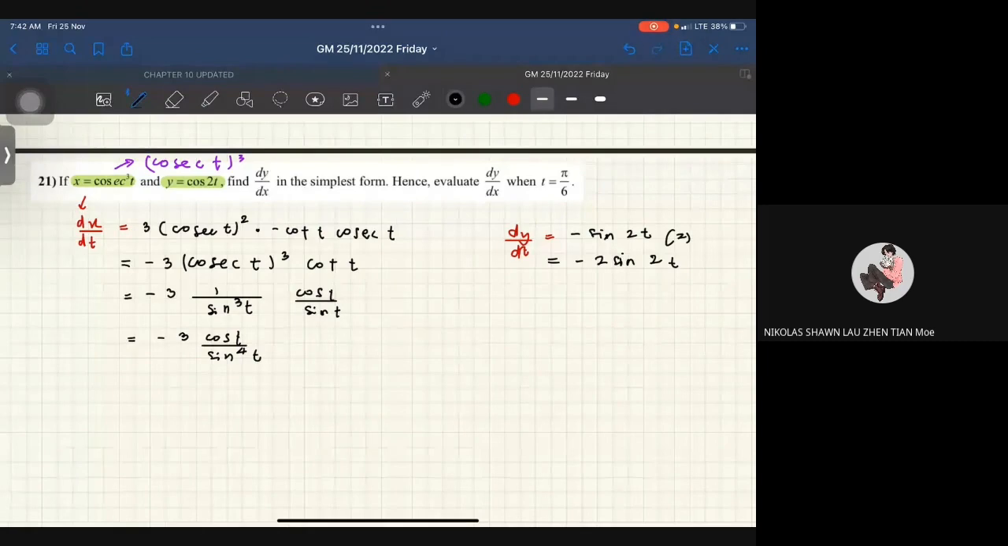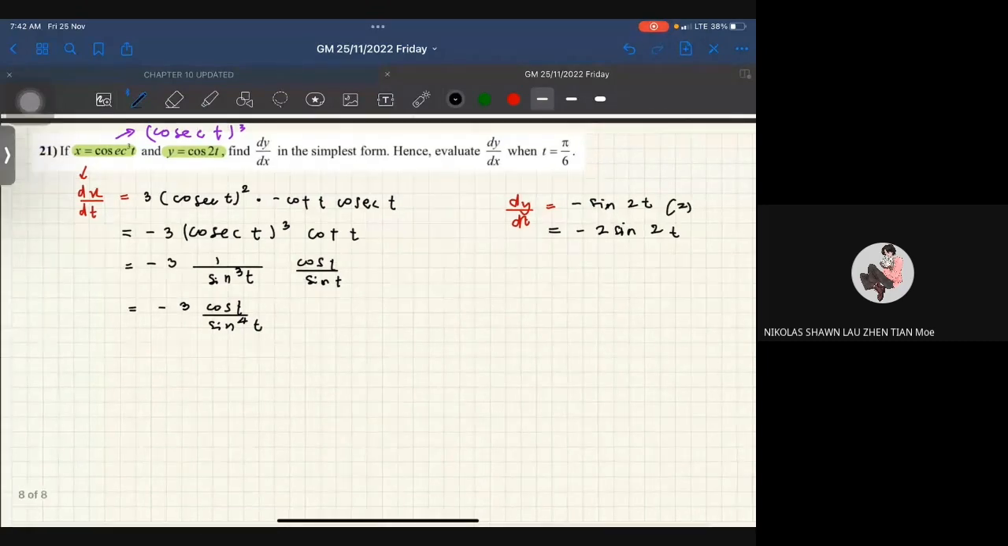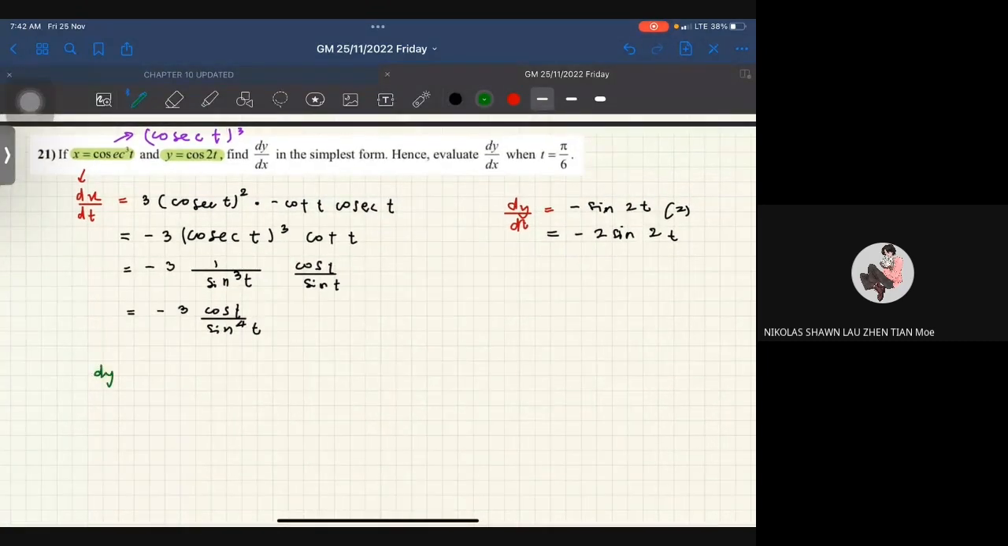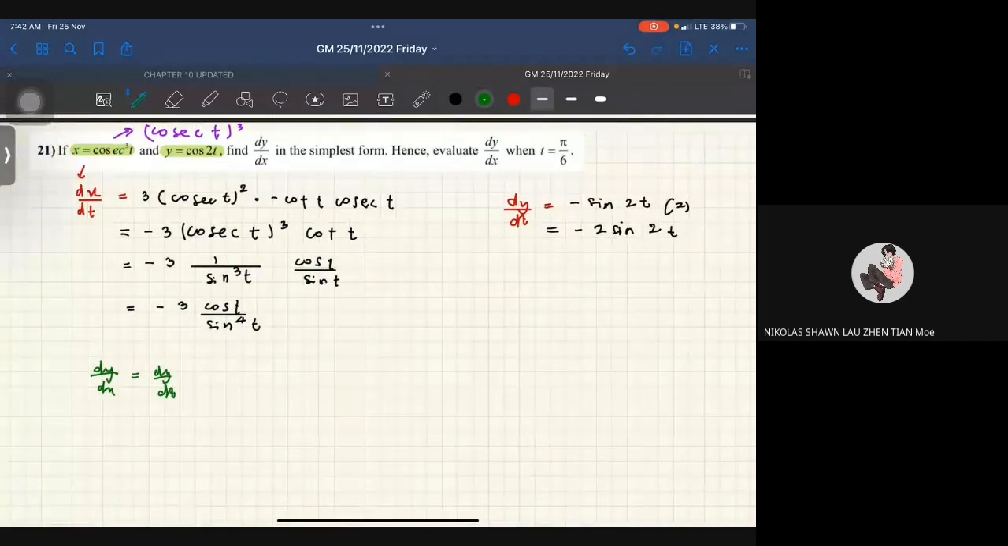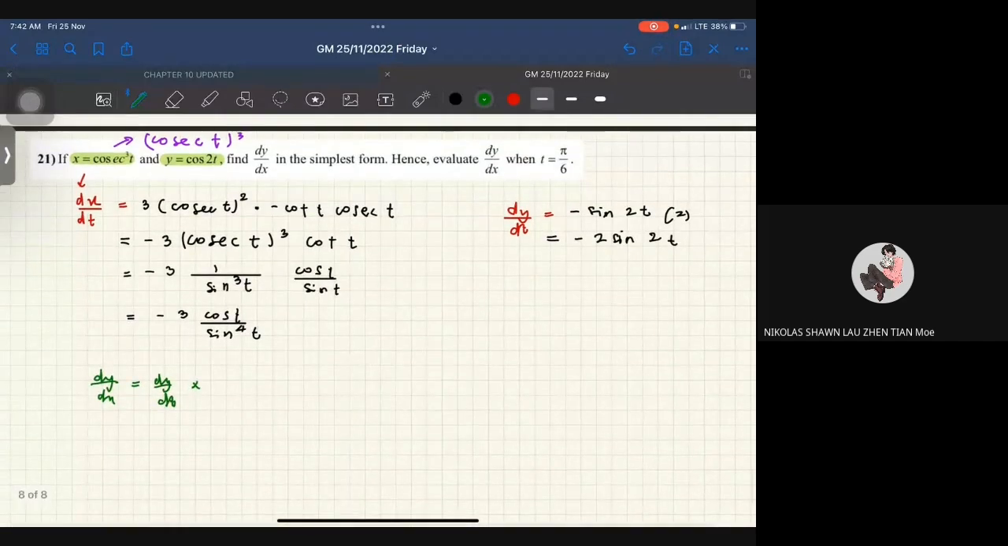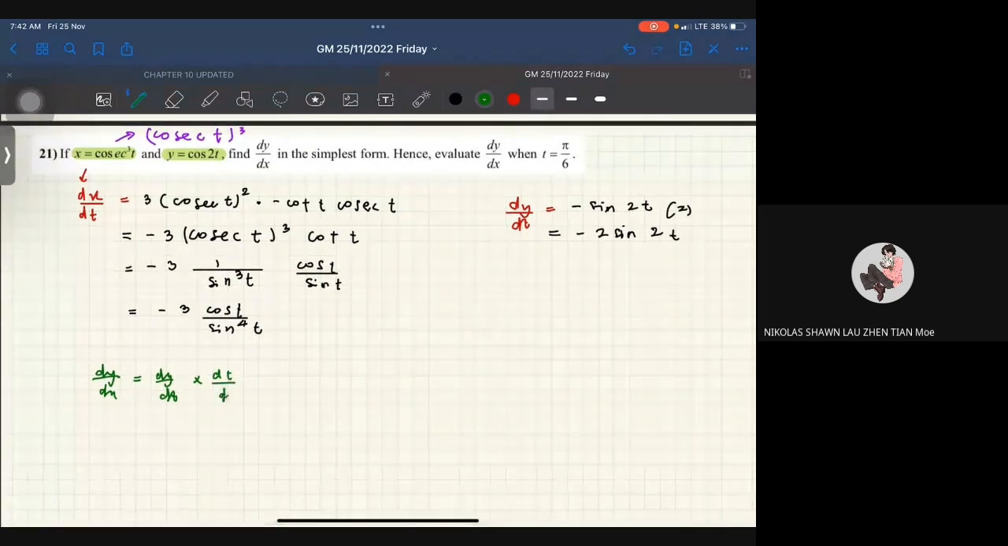Okay, settle dekat situ. Okay, so sekarang let's combine these two derivative that we have into one chain rule. So I have dy dx is equals to dy dt multiply with dt dx. Okay, so dy dt tak ada masalah. So awak akan terus salin sahaja the negative 2 sin 2t. Okay, and then dt dx.